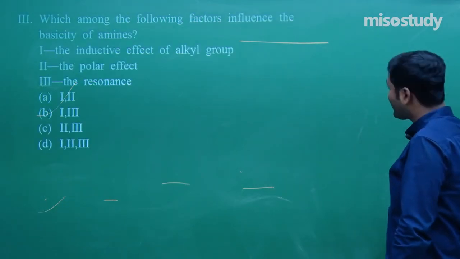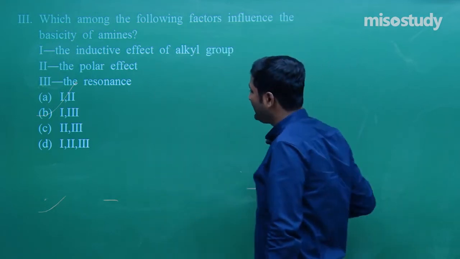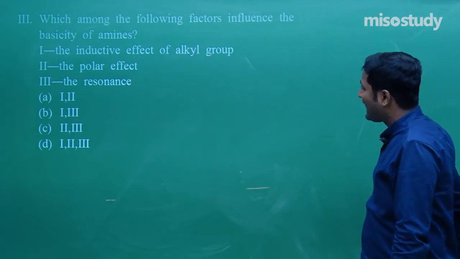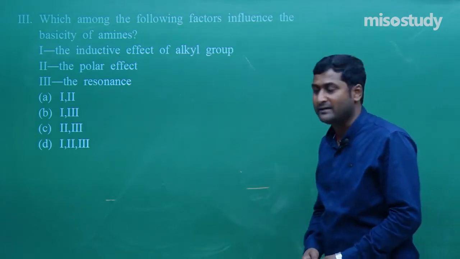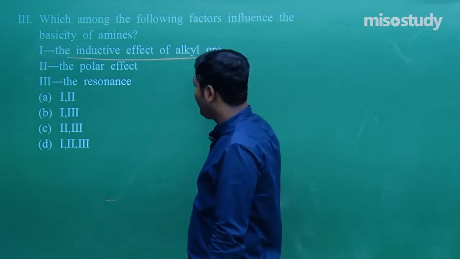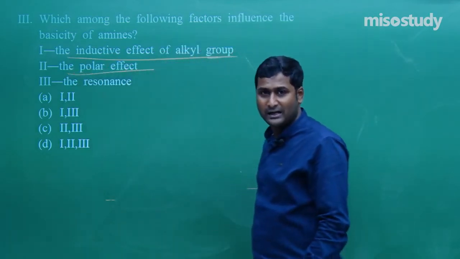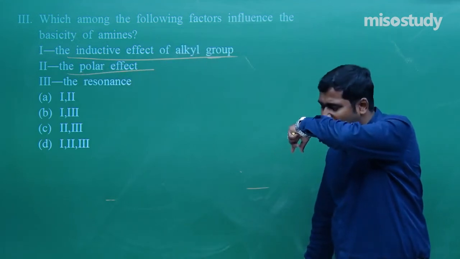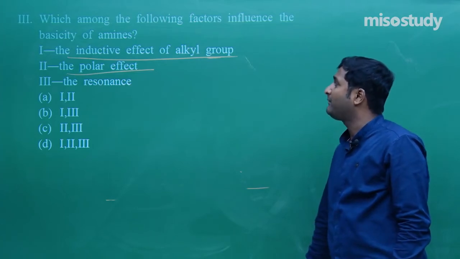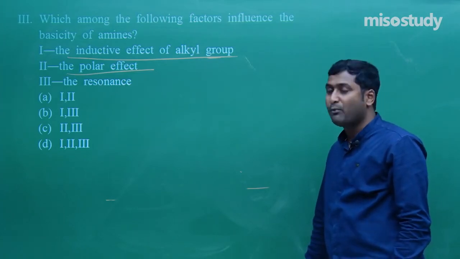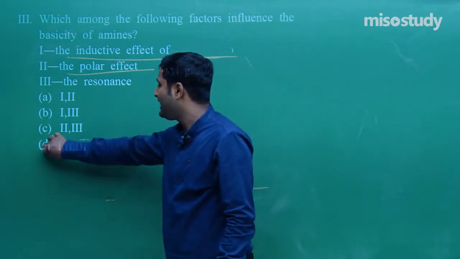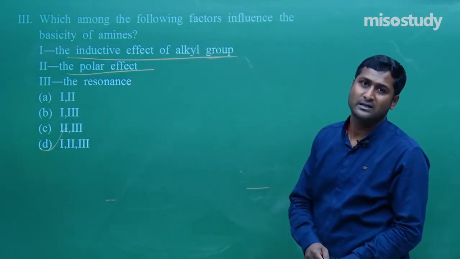Which of the following factors influence the basicity of amines? We know 3 factors: inductive effect, polar effect and resonance. Here one is also missing, steric hindrance. The polar effect also plays a role, that is the polarity comes in when dissolved in aqueous medium. So the basicity of amine depends on the inductive effect, the polar effect and the resonance. For this question we can say D, that is, 1, 2 and 3, all options are correct.